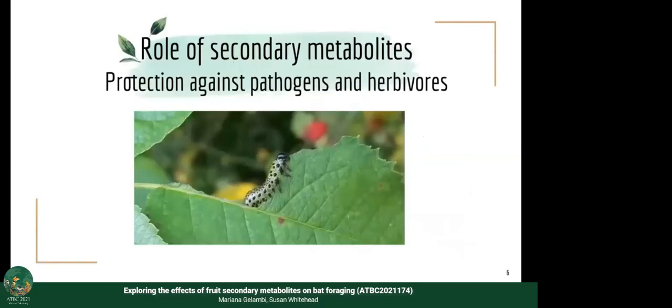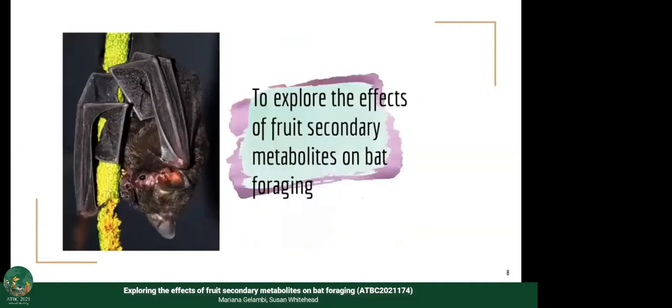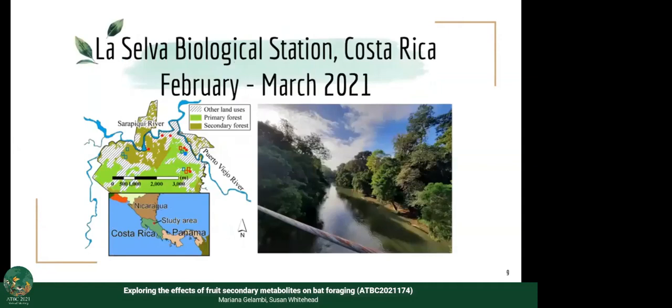Secondary metabolites have been primarily studied in leaves, where they protect the plants against pathogens and herbivores. However, other plant tissues, like fruit, also have a wide variety of secondary metabolites. And the effect of these compounds on the physiology of frugivores has been largely overlooked. Therefore, the objective of my project is to explore the effects of fruit secondary metabolites on bat physiology and foraging.